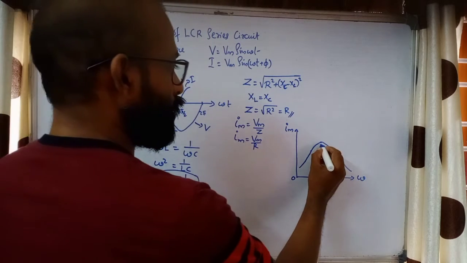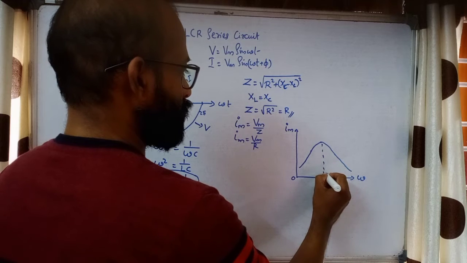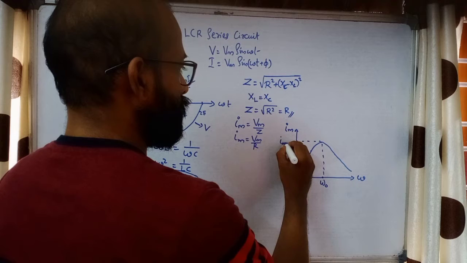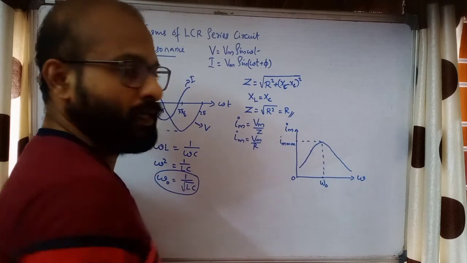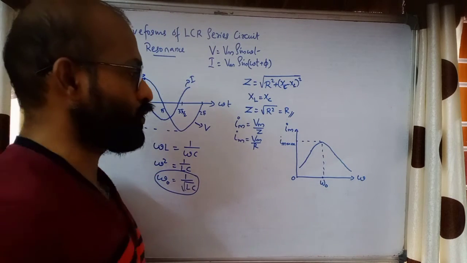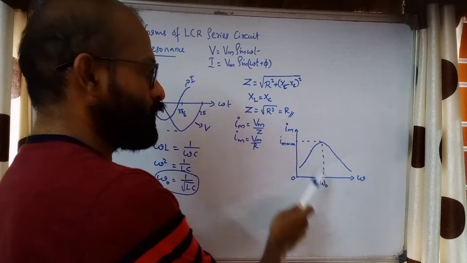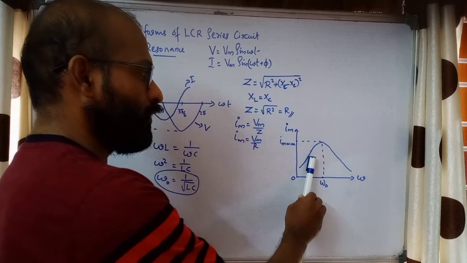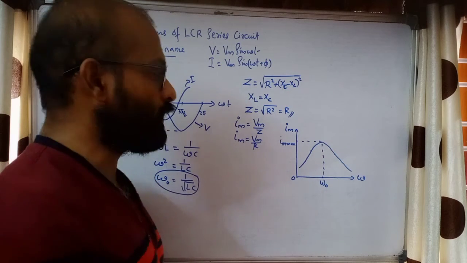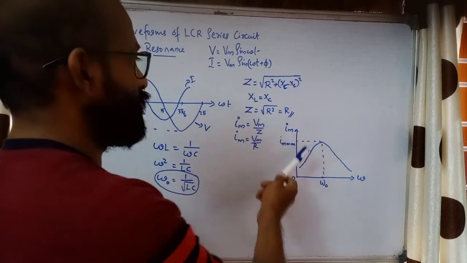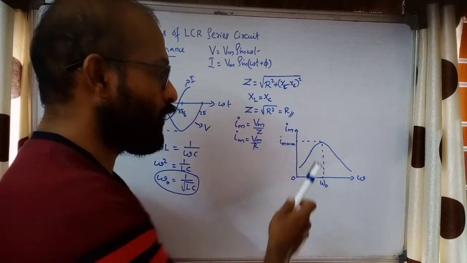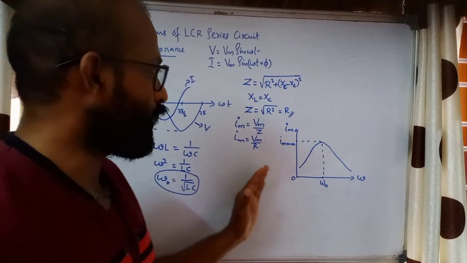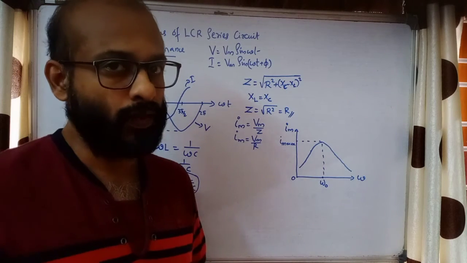At this particular frequency, the current will be maximum. Im max is the maximum value of the current amplitude, which takes place only at the frequency omega 0. If the frequency is less than omega 0 or more than omega 0, the current value decreases. That's a specialty of a series LCR circuit. At resonance, current will be maximum. This graph is called frequency response. Variation of current amplitude with the frequency is called frequency response.